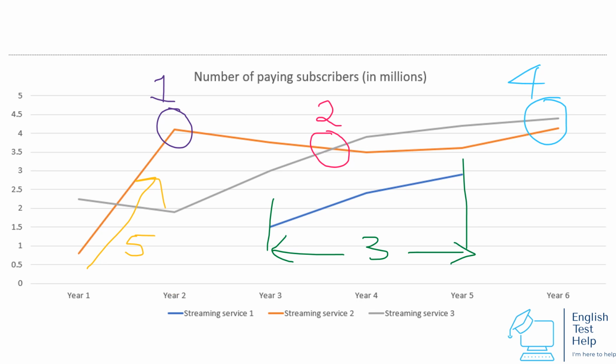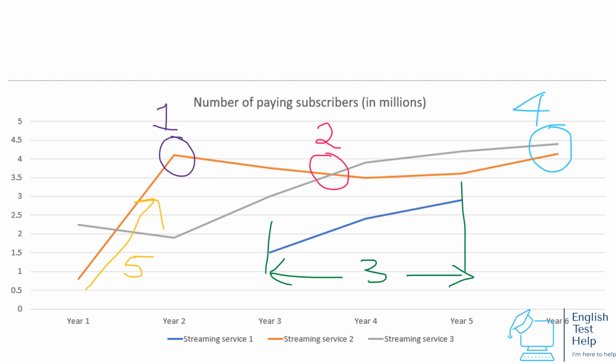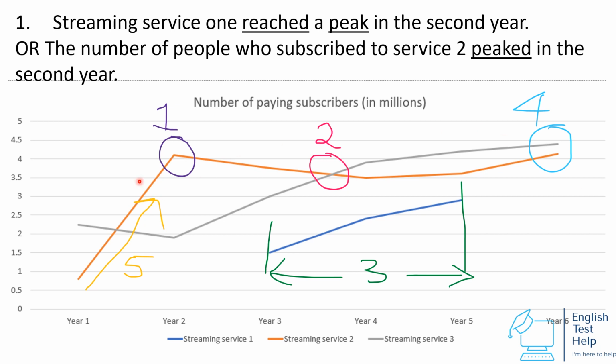Okay, now we are ready to write. How can you write these? Look at the number 1. Streaming service 1 reached a peak in the second year. Or the number of people who subscribed to service 2 peaked in the second year. Learn how to successfully write the task 1, reached a peak. Or you can use the verb peaked.